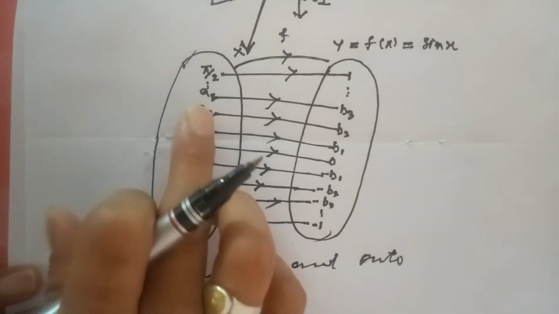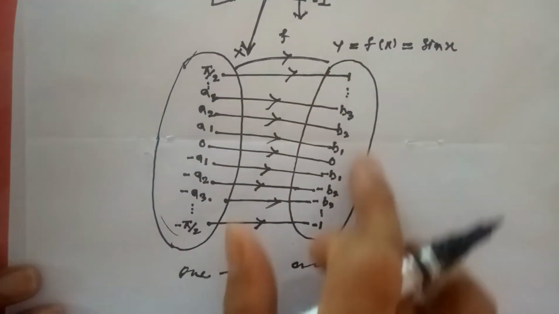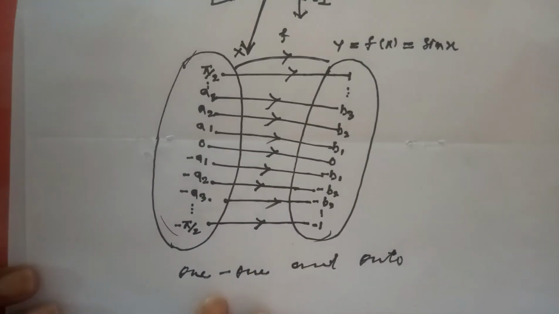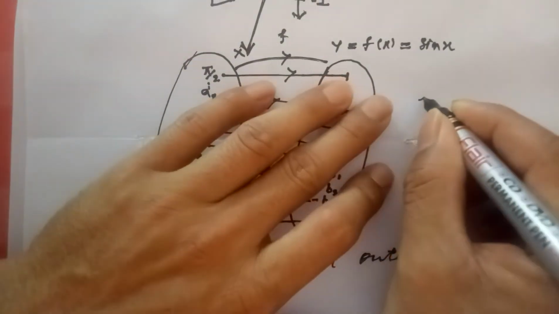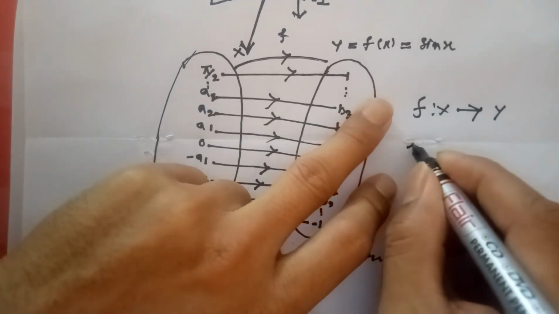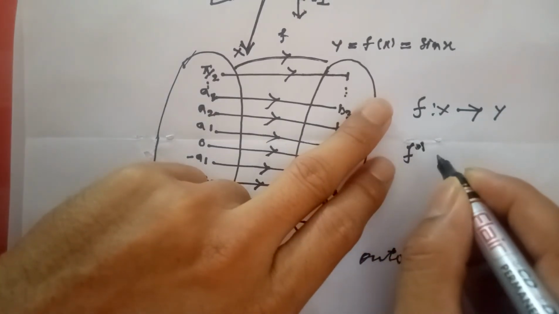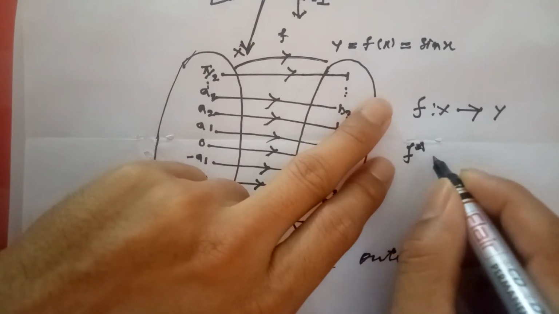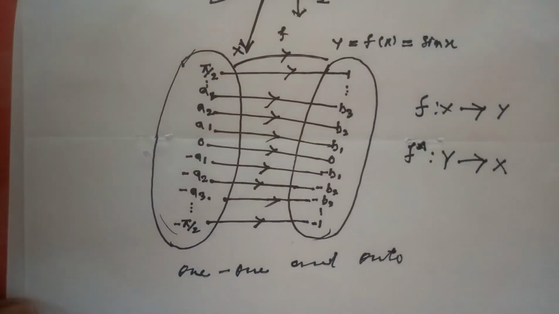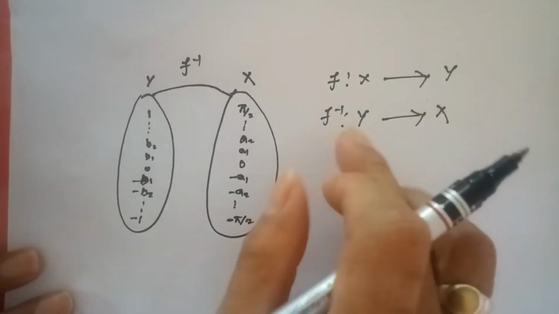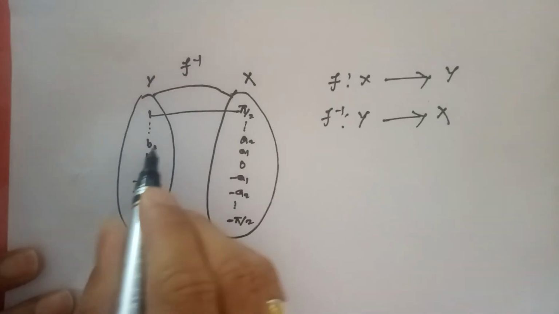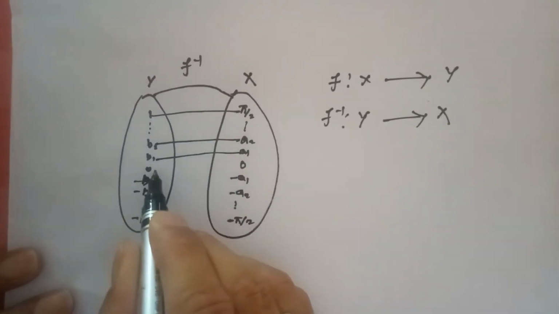Now this is x and this is y. How do we get the inverse function? We interchange their coordinates. Earlier the function is f of x to y. Now after interchanging, what do we get? This is f inverse, y to x. So we reverse the set, then we get the inverse. We simply relate it like this.